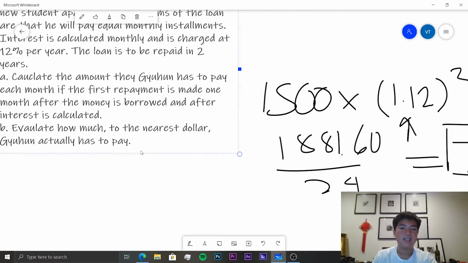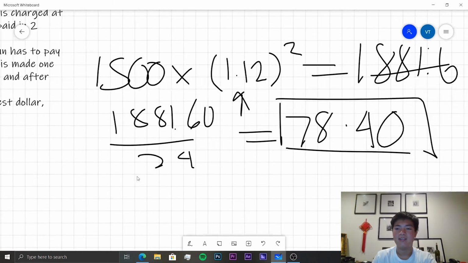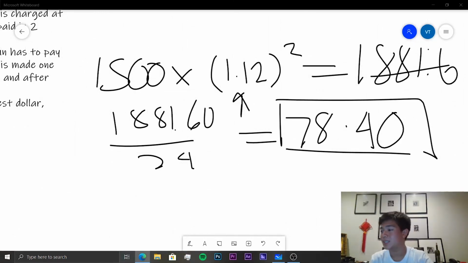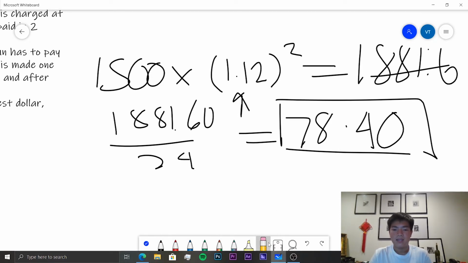How much does he have to pay to the nearest dollar? Well, we literally have it here, 1881.6. Is that correct? Yeah, it is. Well, 1882, because it's to the nearest dollar. And so that was a very weird question, but okay.